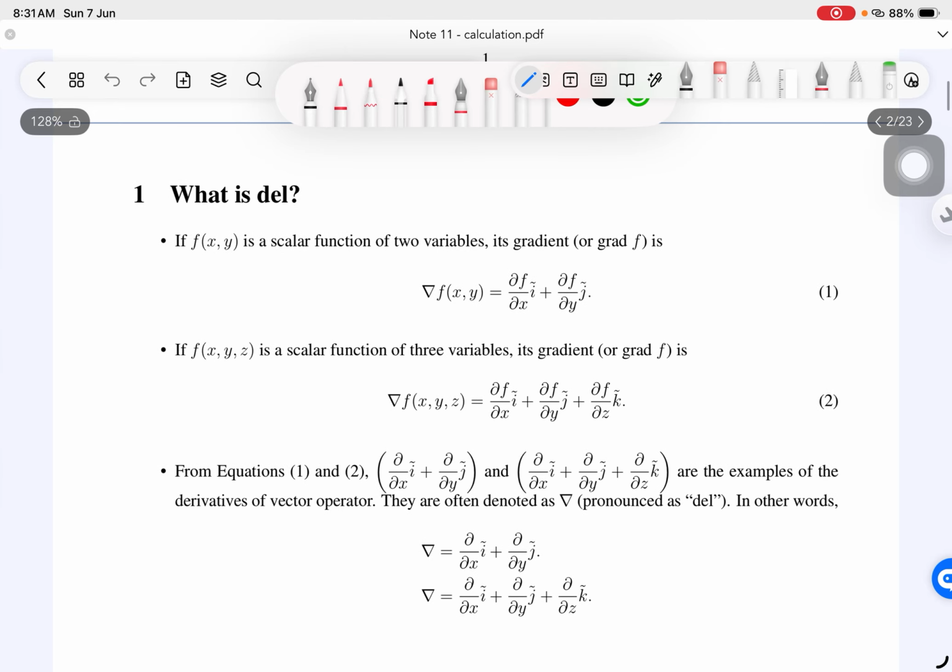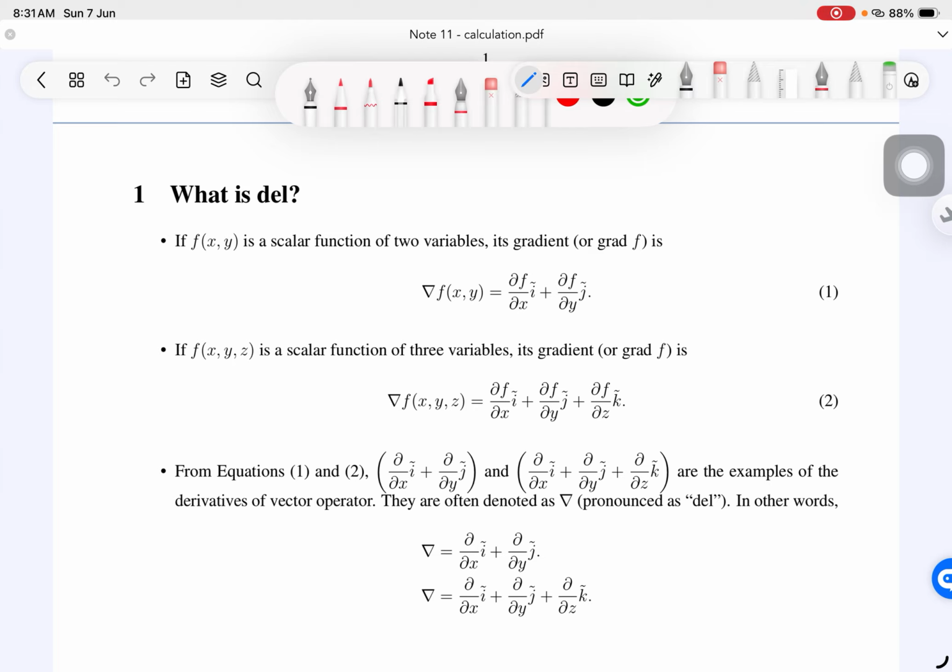So what is del? When we are talking about del, let's say the function f is a scalar function of two variables. Its gradient is known as del f. If it is two variables, then your gradient is del f over del x, i, plus del f over del y, j. So this is for two variables.